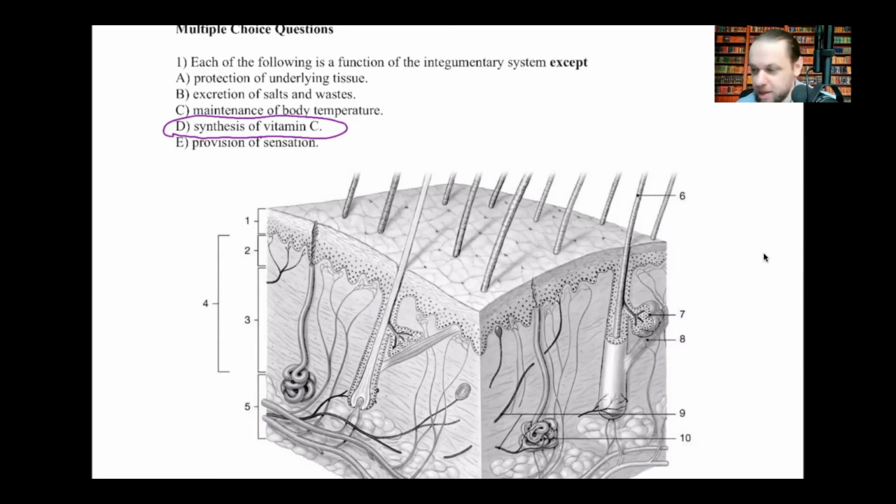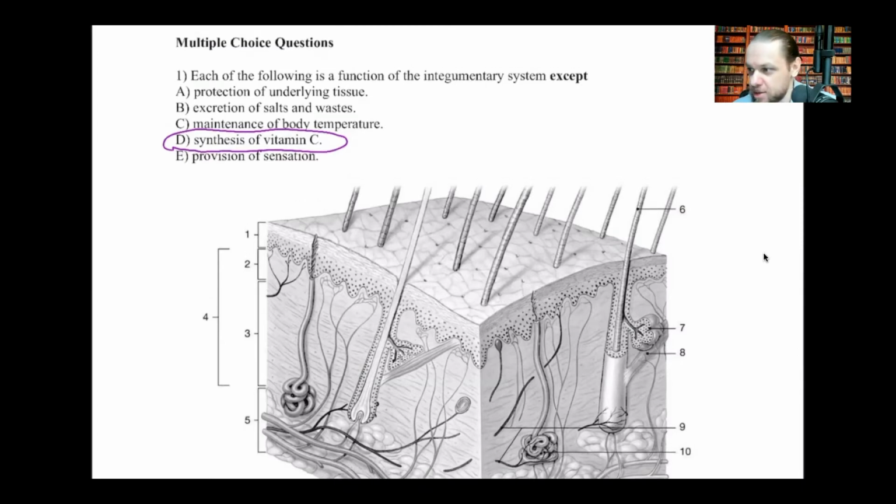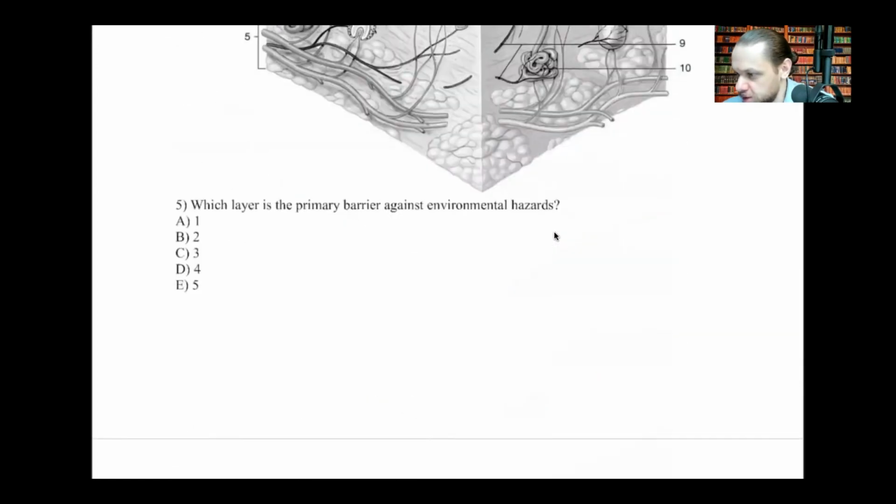So skin does not synthesize vitamin C. We get it through a diet. It's essential for us. But all the other functions the skin does, it has protection, it has excretion, maintenance of body temperature, thermoregulation, sensation, as we just talked about. So all of which is correct, and the exception is the synthesis of vitamin C. Good.